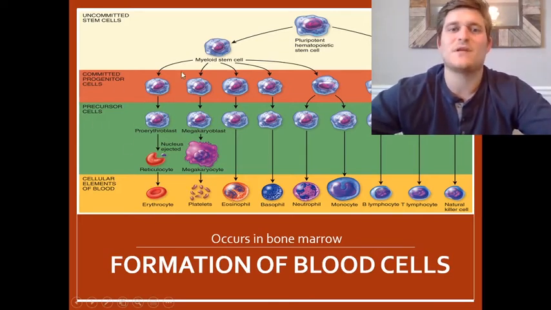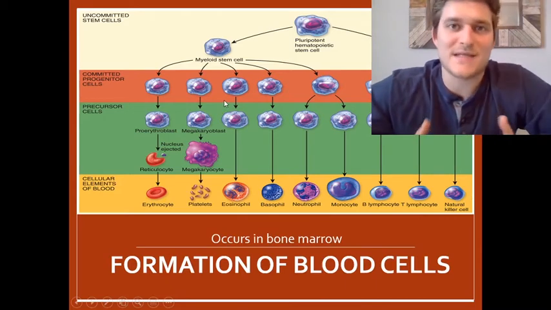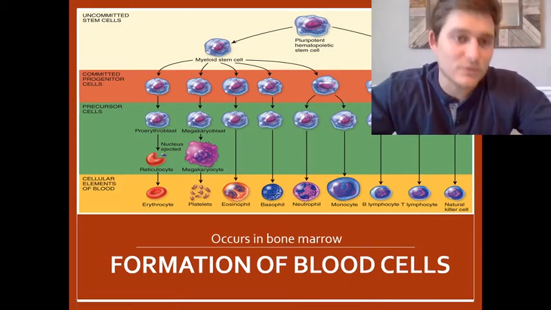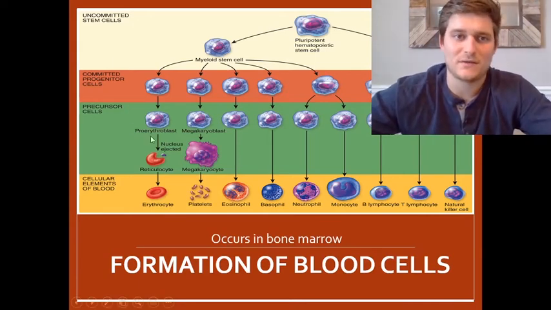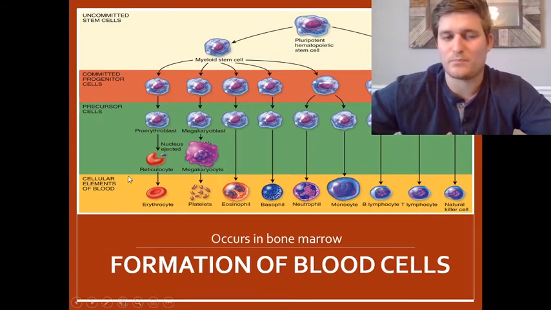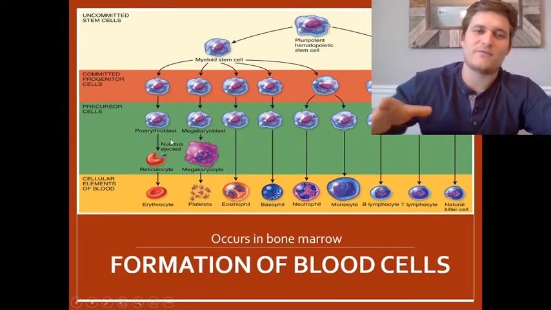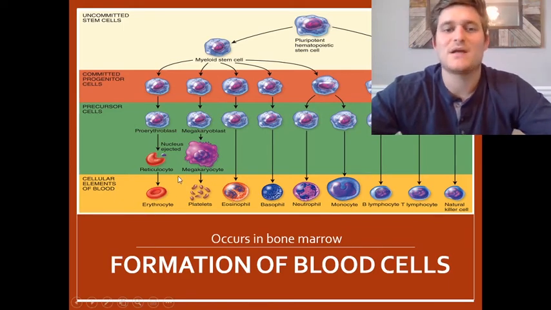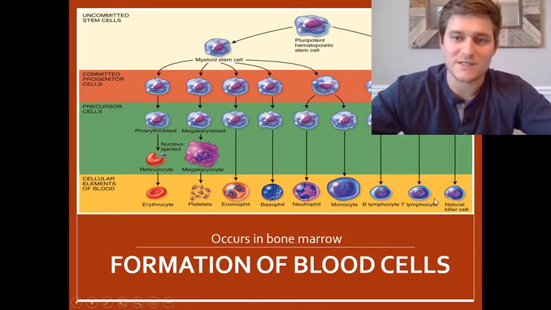These cells are influenced by things like cytokines, colony stimulating factors, and interleukins. What those signaling molecules are going to do is basically aid the pathway in the formation of these blood cells, whether it be erythrocytes, platelets, or leukocytes.